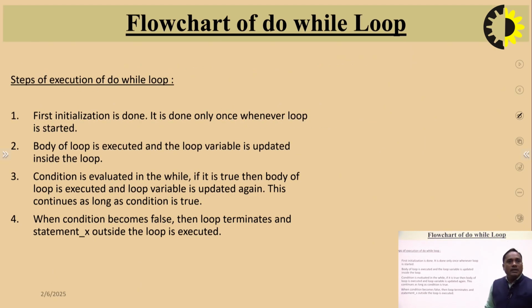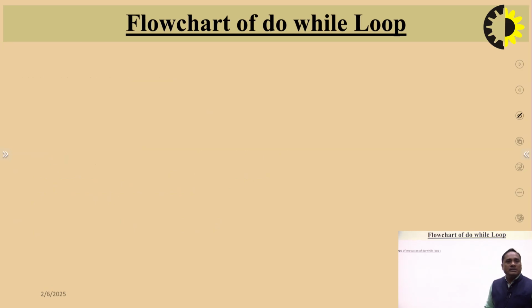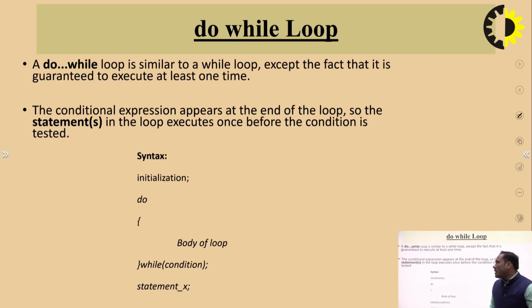Now the next topic is the do while loop. How does the do while loop work? The while loop and the do while loop are different. In a while loop, you check the condition first, then you go to the body of the program. But in a do while loop, you enter the body of the loop and at the end you check the condition. So both are different in the manner in which the program works.